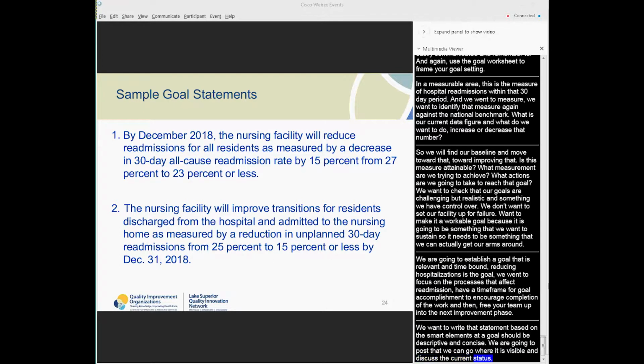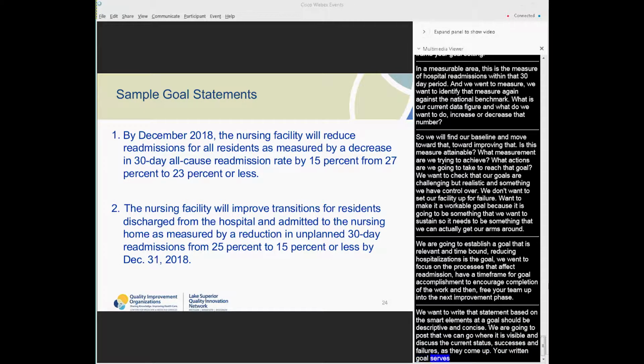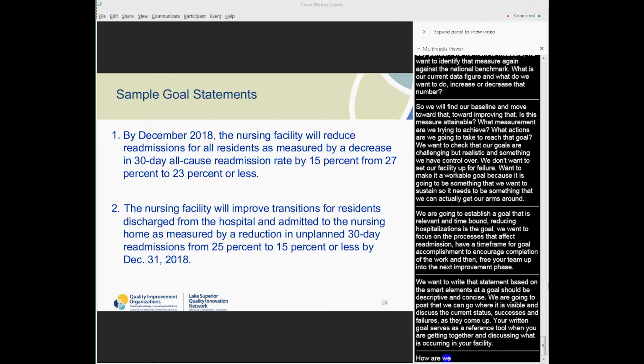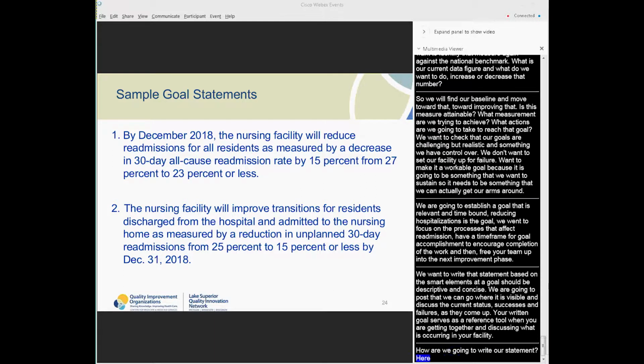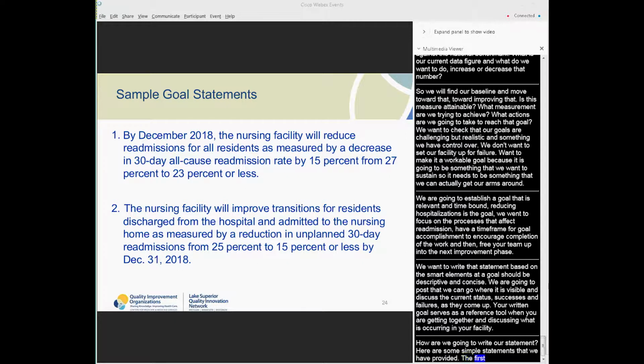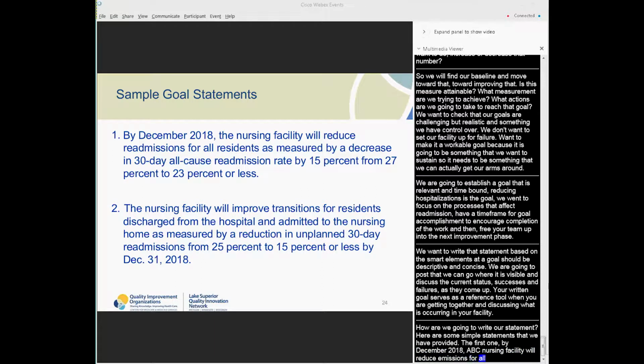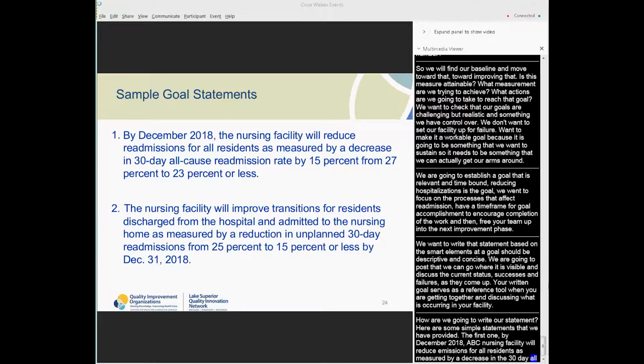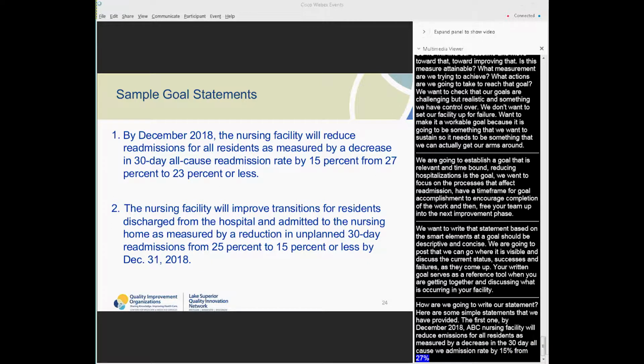So how are we going to write our statement? Here are some sample statements that we've provided. The first, by December 2018, ABC Nursing Facility will reduce readmissions for all residents as measured by a decrease in the 30-day all-cause readmission rate by 15% from 27% to 23% or less. So you may actually use one of these statements as the statement that you are using for your goal statements. We've provided those as examples for you.